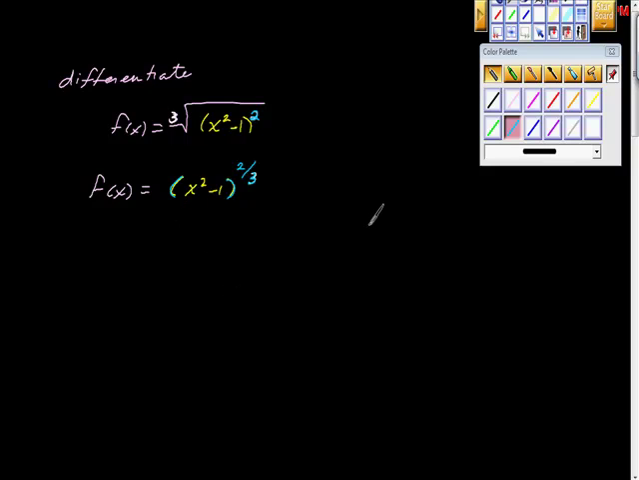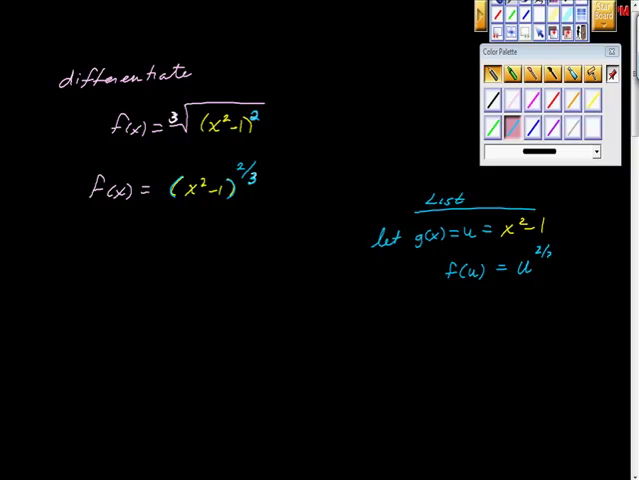So what I'm going to do now is make my list. It's always that damn list, isn't it? I'm going to change this a little bit, I'm going to use a let statement. Let g of x equal u, and let u equal x squared minus 1, right? Then we're going to say, well, what is f of u? Well, f of u happens to be u to the 2/3 power, doesn't it?